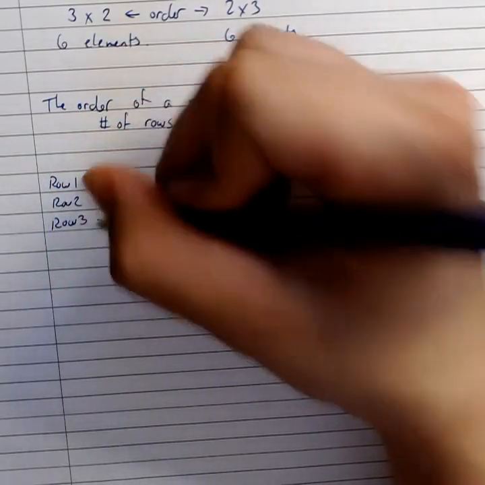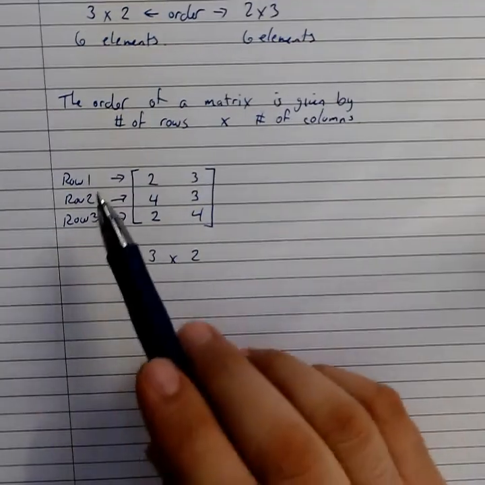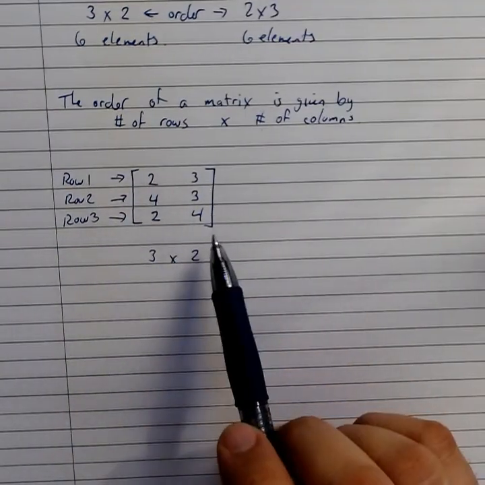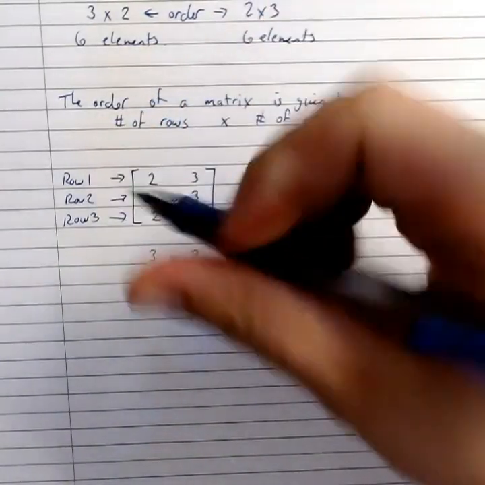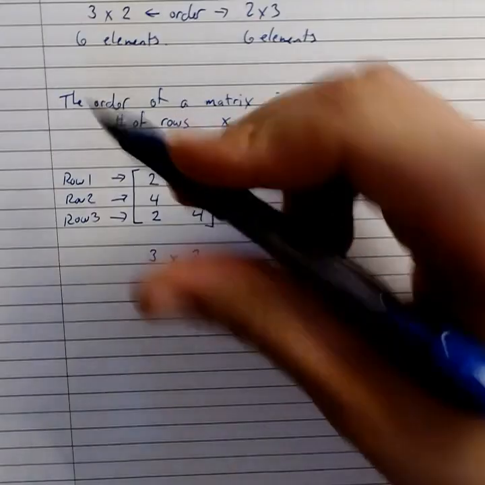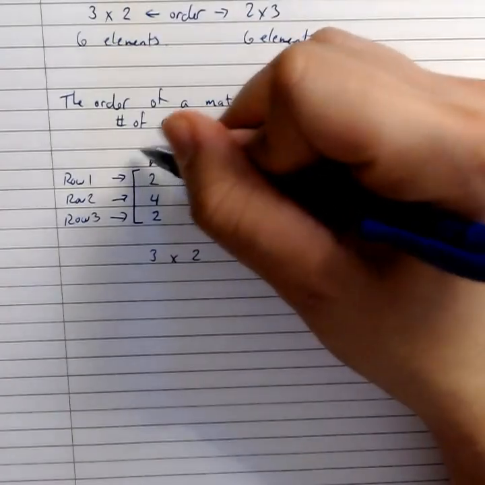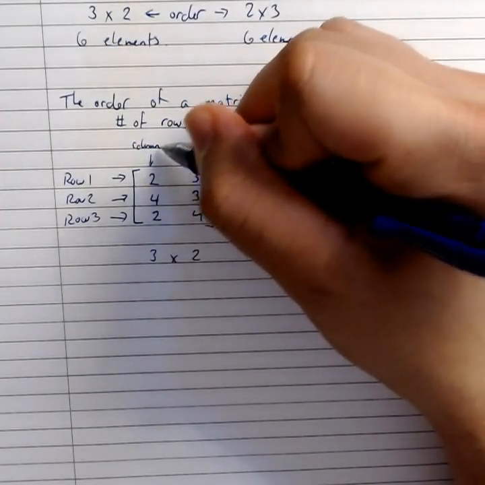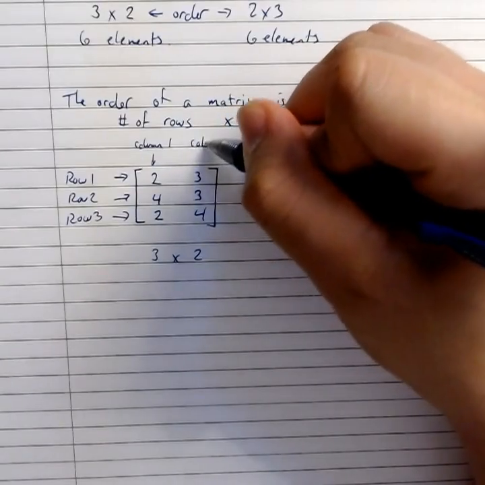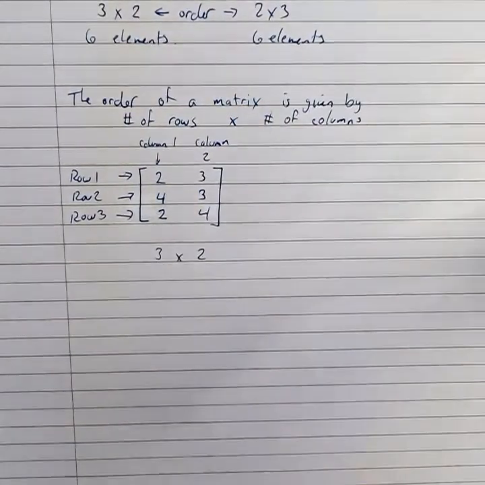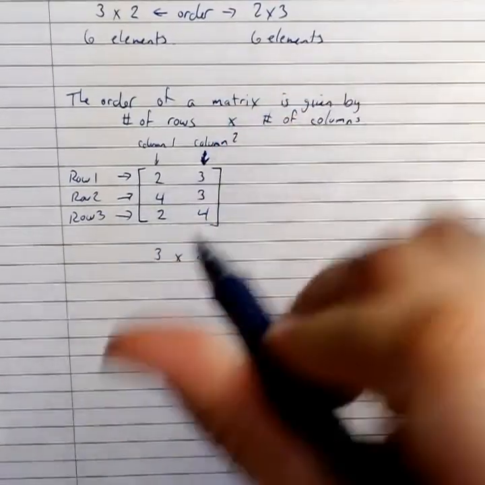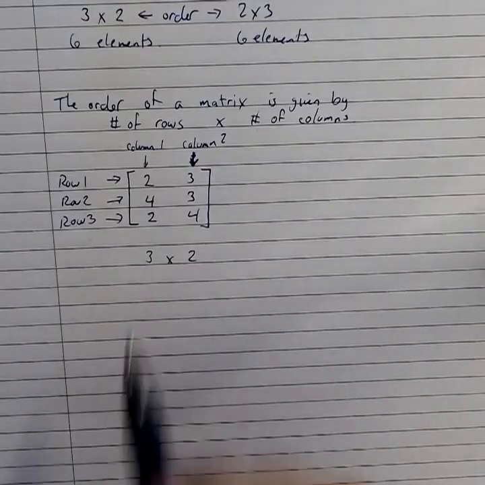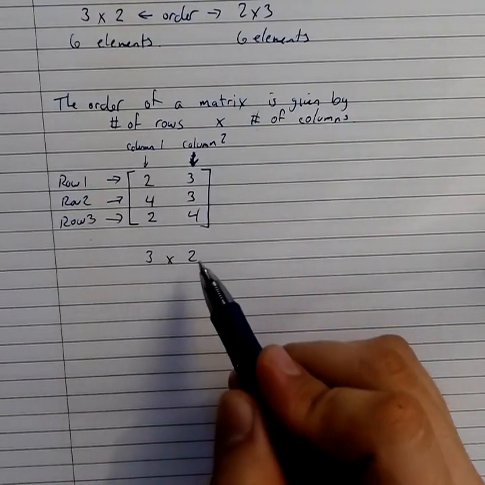Just like we had row operations in a previous section, the top row, the middle row, the bottom row. We've been calling these rows, and these are columns. Rows are named from the top down. Columns are named from the left to the right. So this is column number 1, and this is column number 2. Hence, it's order 3 by 2. And it's always in that order, 3 by 2.